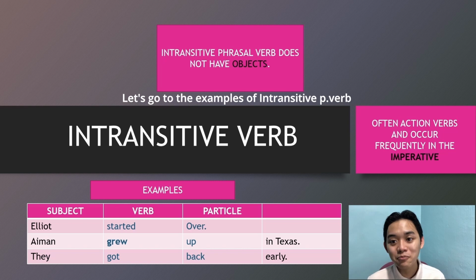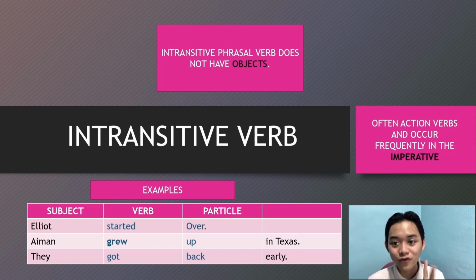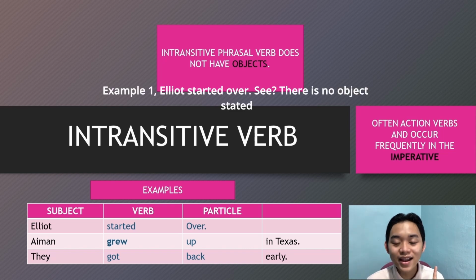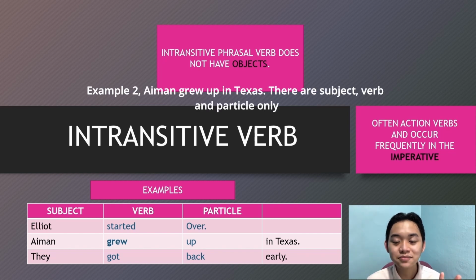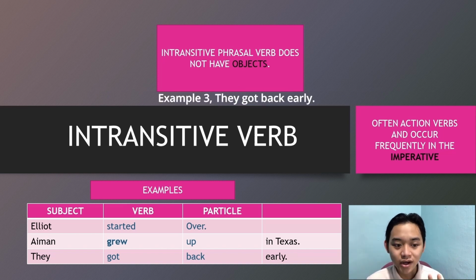Let's go to the examples of intransitive phrasal verbs. First and foremost, Elliot started over. See, there is no object stated. Second one, Ayman grew up in Texas. There is a subject, verb, and particle. And the third one is they got back early.